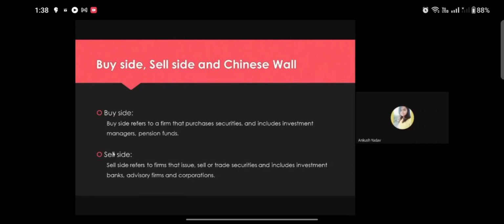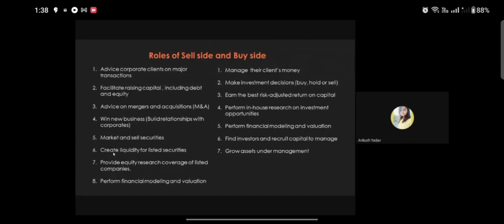On the buy side, there will be fund managers who are looking for stocks to invest in on behalf of their clients. So the buy side fund managers will contact the investment bank also, and they will match up both sides, buy side and sell side. These are the roles of sell side and buy side.